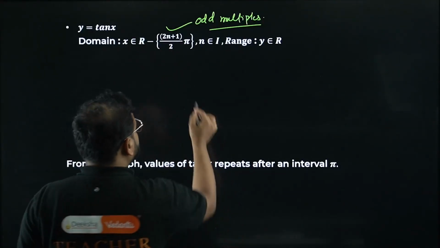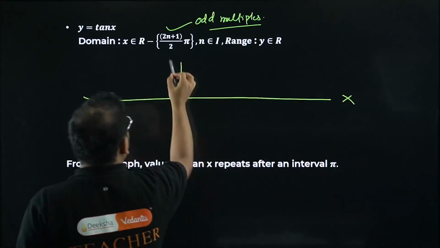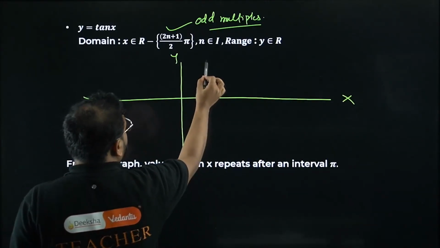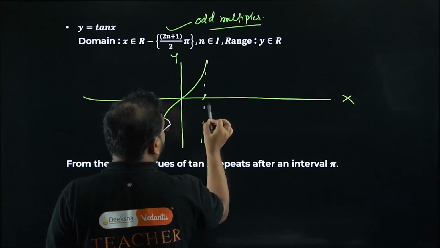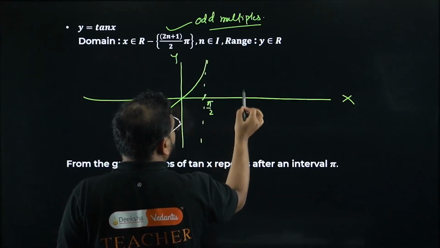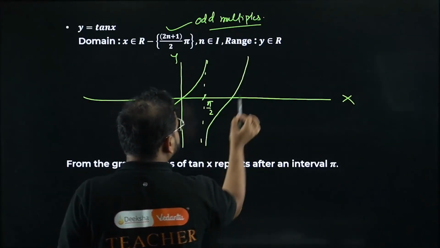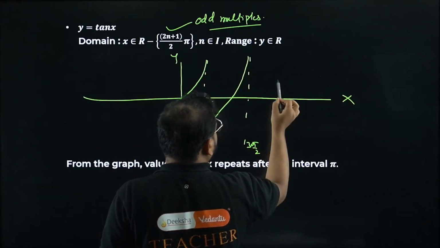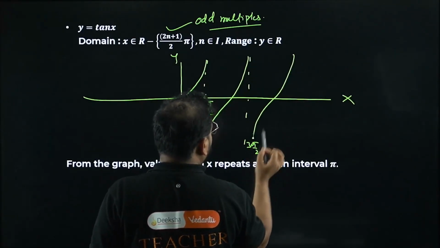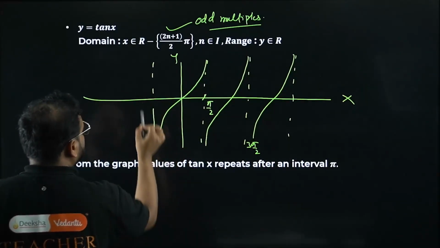How the graph will look, please check. You see the graph over here, x-axis, y-axis. So the graph will be like this. This is your first odd multiple, pi by 2. Again the graph will be pi over here, so we'll take it like this. 3 pi by 2. And again you can see it continuing like this. Here also the same thing continues.